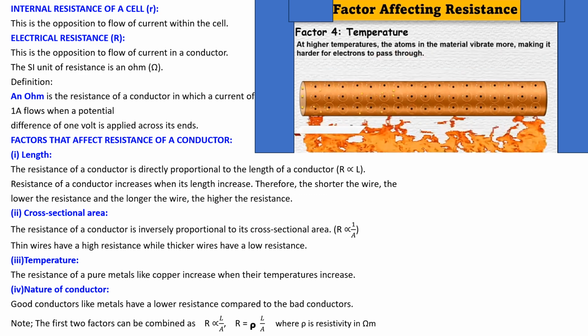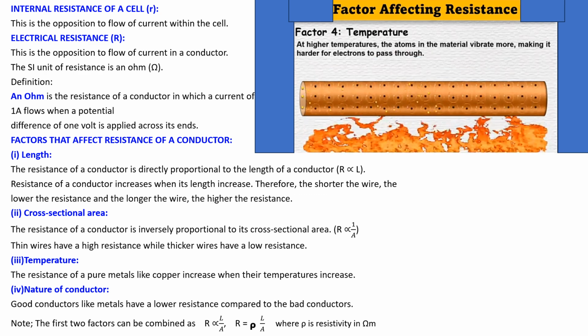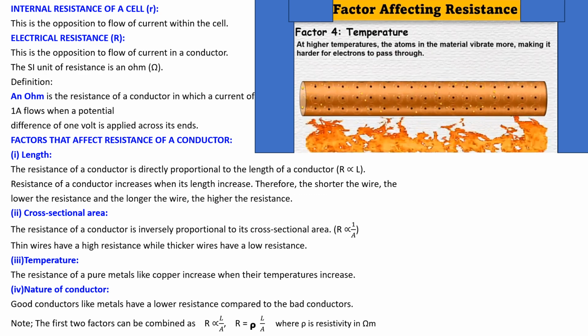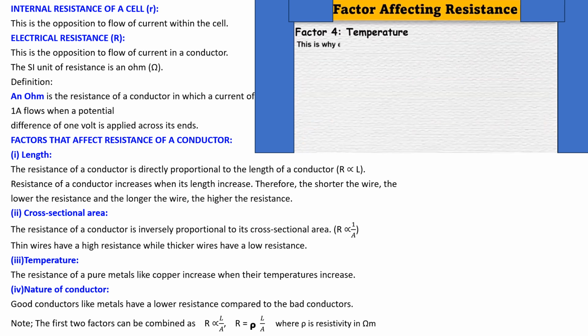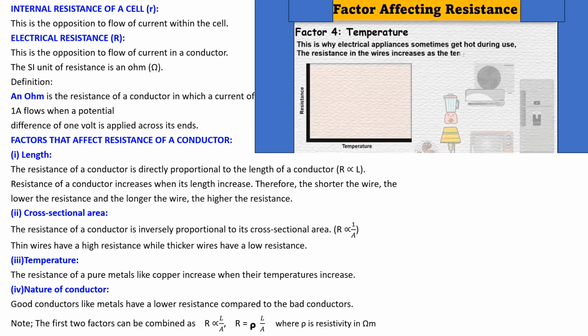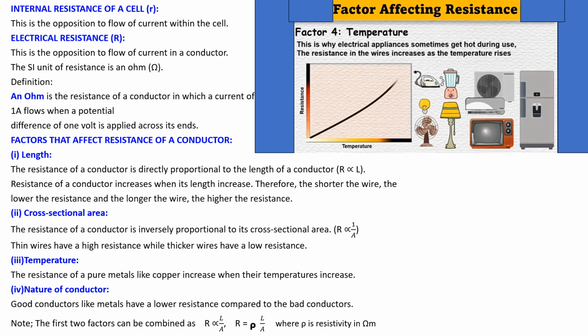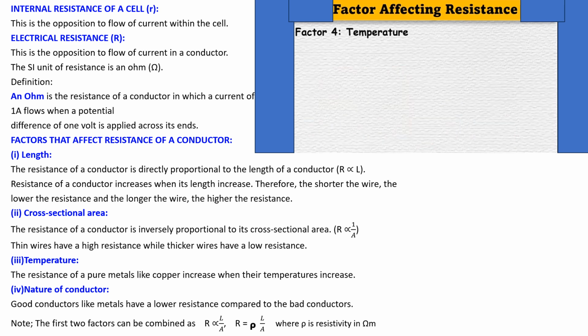An increase in temperature increases the resistance. As you can see, the atoms are vibrating with their mean amplitude, and this reduces the mean free path of electrons. So when you plot a graph of resistance against temperature, there is that direct proportionality.